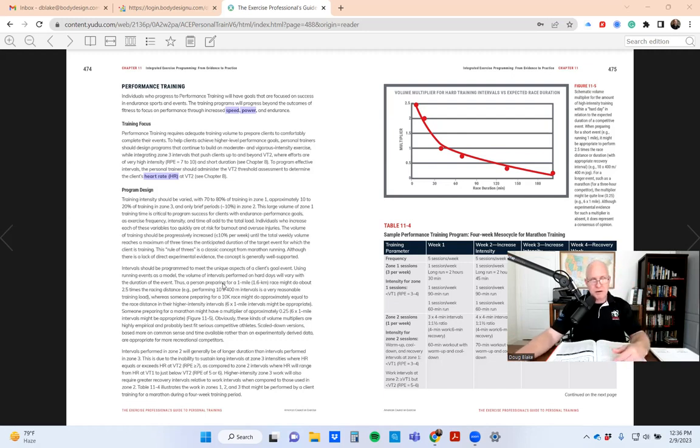Thus, a person preparing for a 1 mile, you see, 1.6 kilometer race might do about 2.5 times the racing distance. Now, this is where people get confused and they go 10 times 400 meters. Whoa, wait a minute. Kilometers, meters. Hang on 1 second. Okay, this is where the confusion comes in. But before you do any of that, here's what you have to understand this figure is trying to tell you.